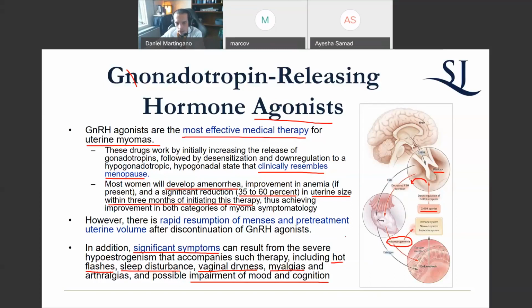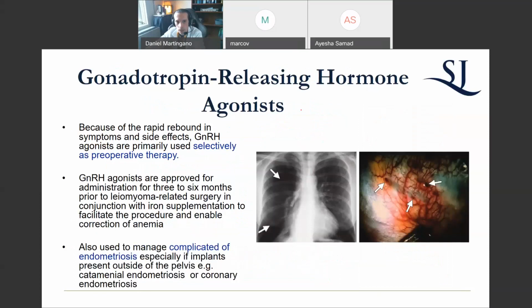So what I'm trying to tell you is that while this works, it has to be used judiciously, and really what it's used for is preoperative therapy. So if you have a big, bulky fibroid uterus, you can give a 3-month course of Lupron, or even shorter, 1 month, not longer than 6 months, really. And that can shrink the fibroids, and then your surgery becomes a bit simpler, and also less risk of intraoperative bleeding.